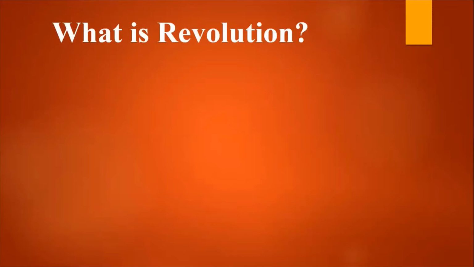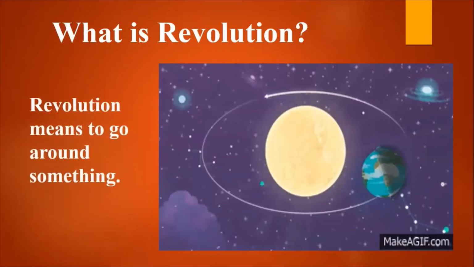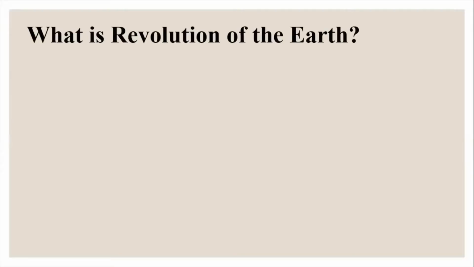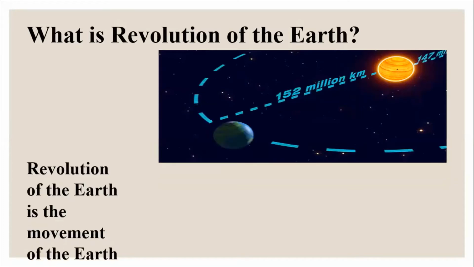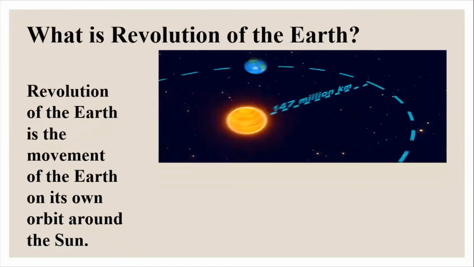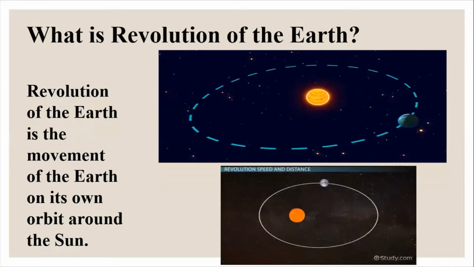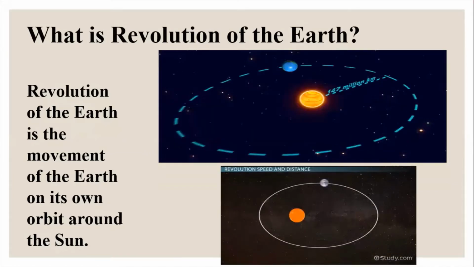What is revolution? Revolution means to go around something. And what is revolution of the earth? Revolution of the earth is the movement of the earth on its own orbit around the sun. I hope you can understand it through the pictures.